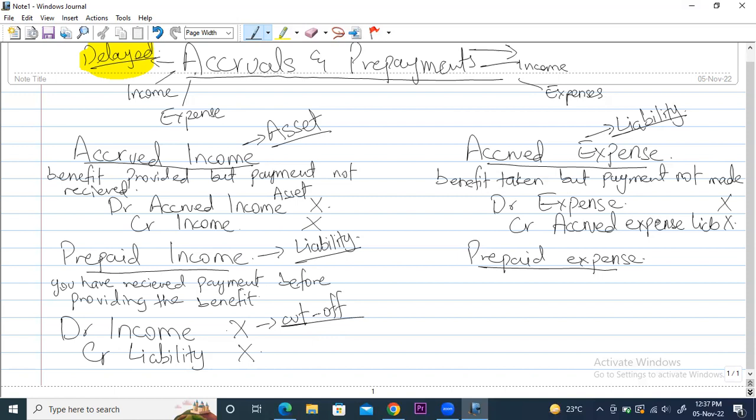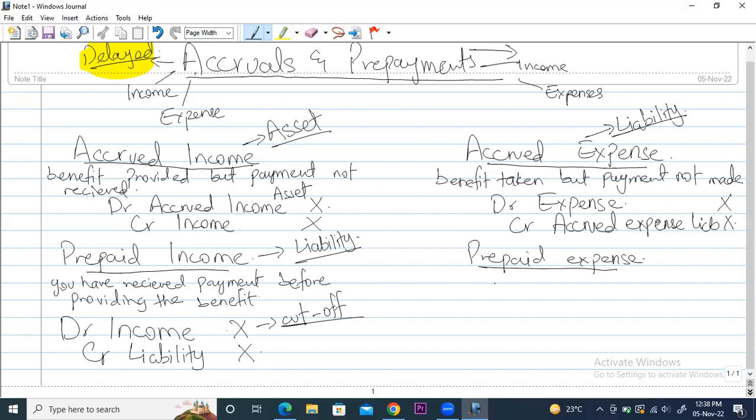Any kind of issue, any small issue, you can let me know. Great. So when we move towards the questions, they'll be a little bit tricky, but still I'll try my best to explain as best as I can. Now we are left with just one thing: prepaid expense.